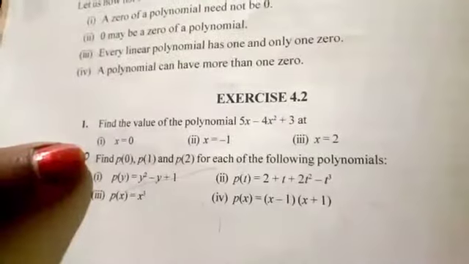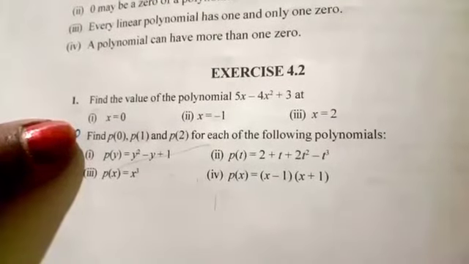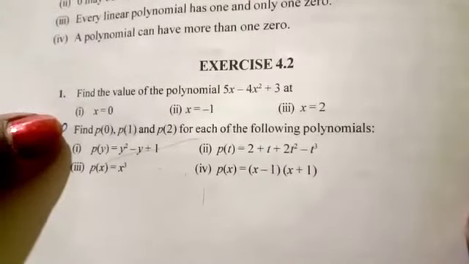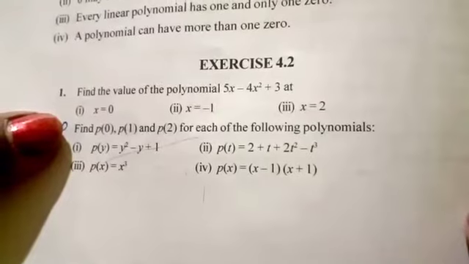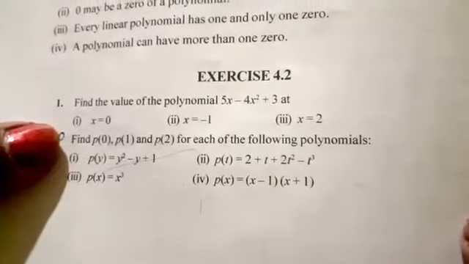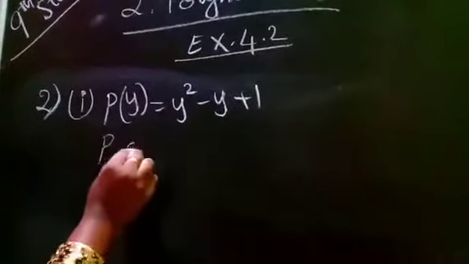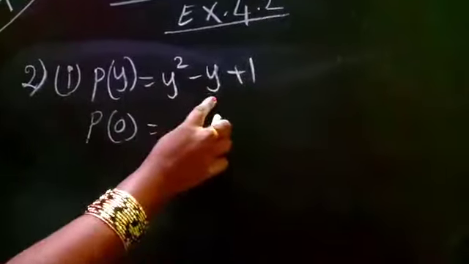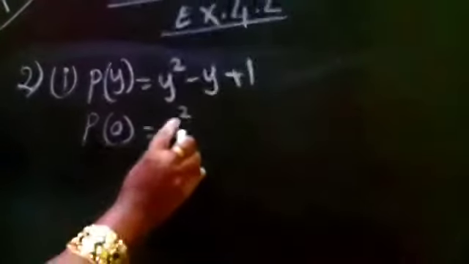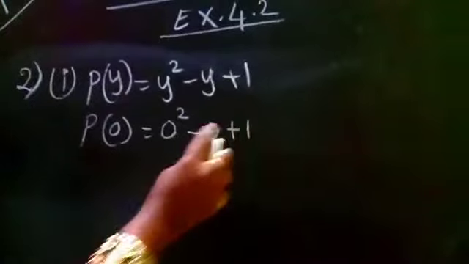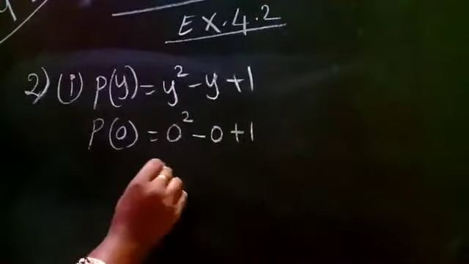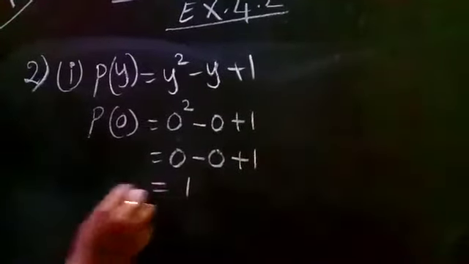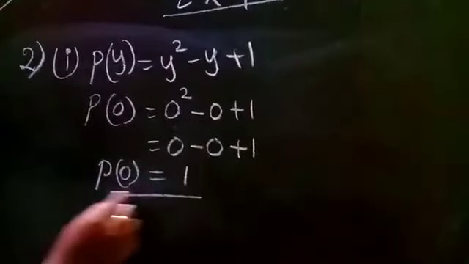The second one is to find p of 0, p of 1 and p of 2 for each of the following polynomials. Here they have given 4 questions. In this, I will do the first and second, and you try the third and fourth as homework. First one, p of 0 we have to apply. So in the y place we should apply 0, so wherever y is there we have to put 0. So 0 square minus 0 plus 1. 0 square is also 0. 0 minus 0 is also 0. So our value will be 1. Therefore p of 0 equal to 1.